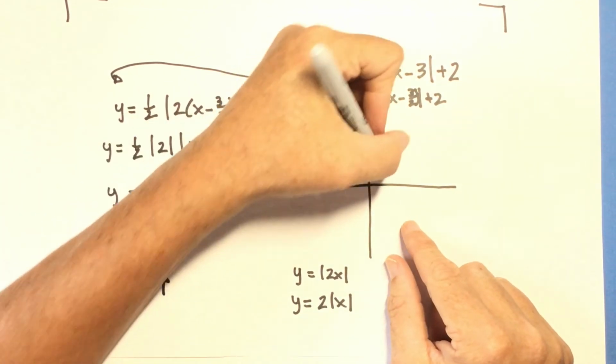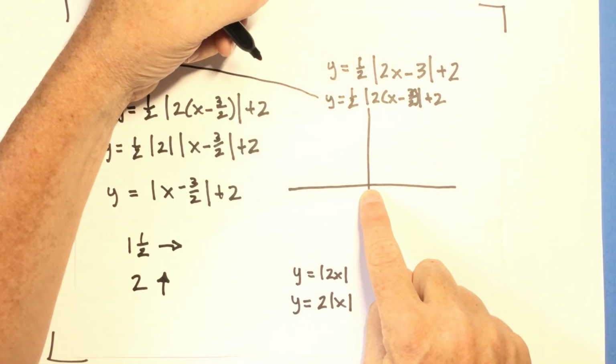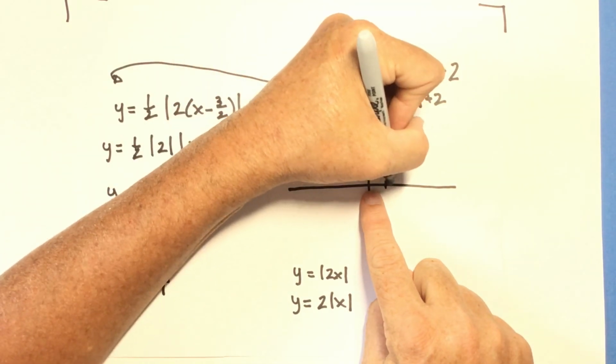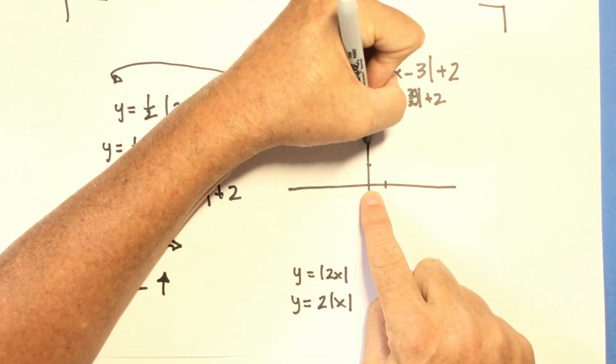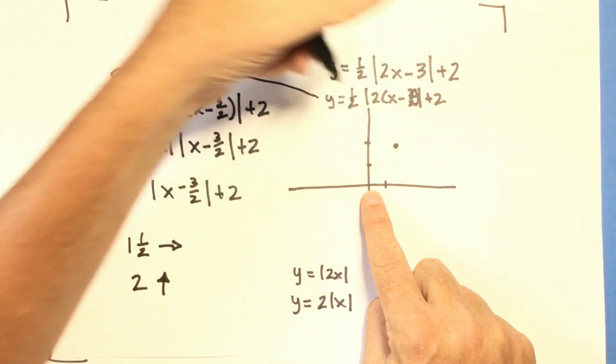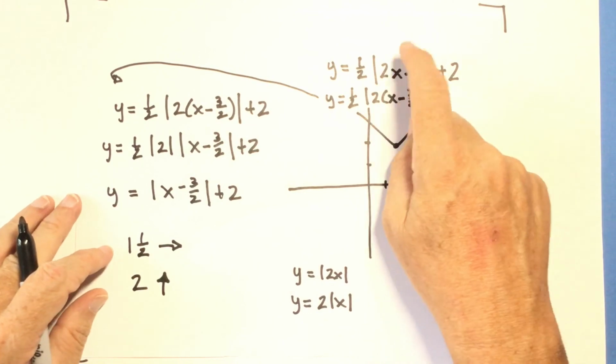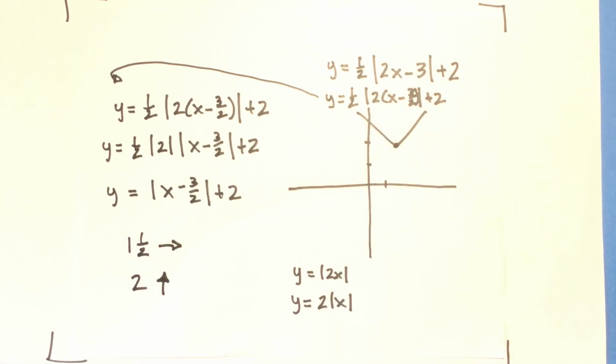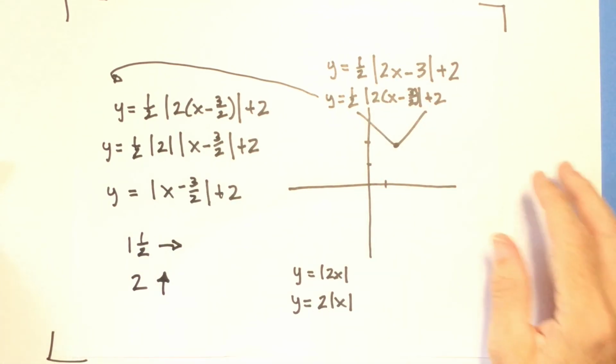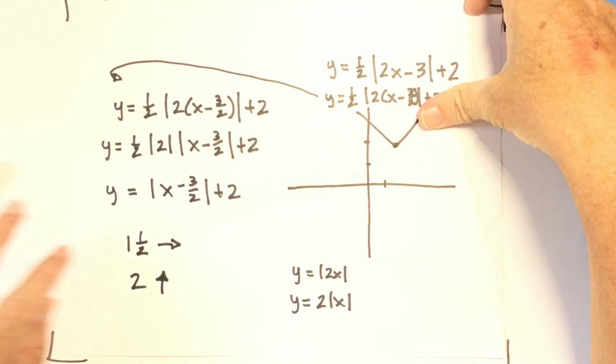So my parent graph was there. It's going to go 1.5 to the right and up 2. It's going to be right there, and then there's nothing else going on with it. It'll just go like that. So don't let them fool you with stuff like that. No, don't let them do that.